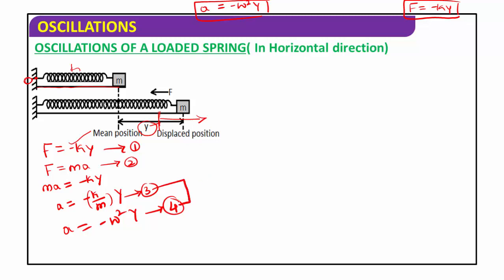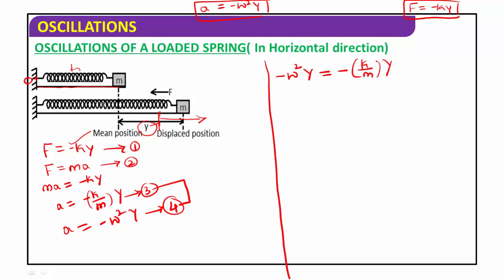Compare equation 3 and 4. When you compare equation number 3 and 4, we get minus omega square into y is equal to minus k divided by m into y.